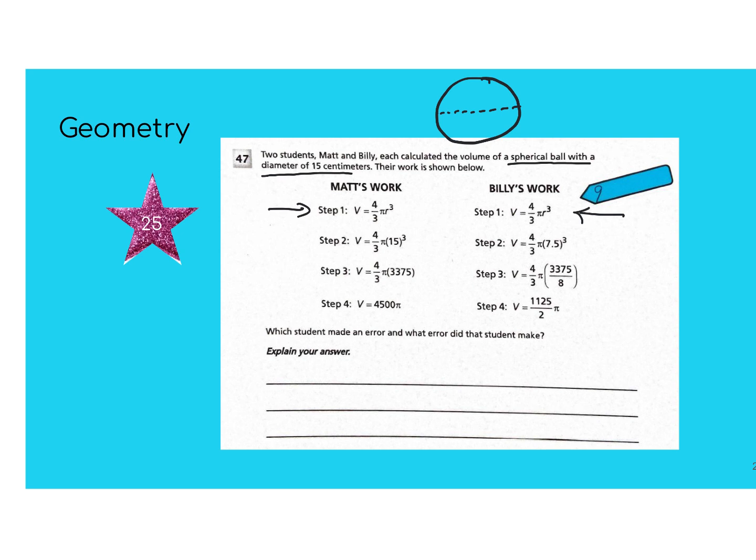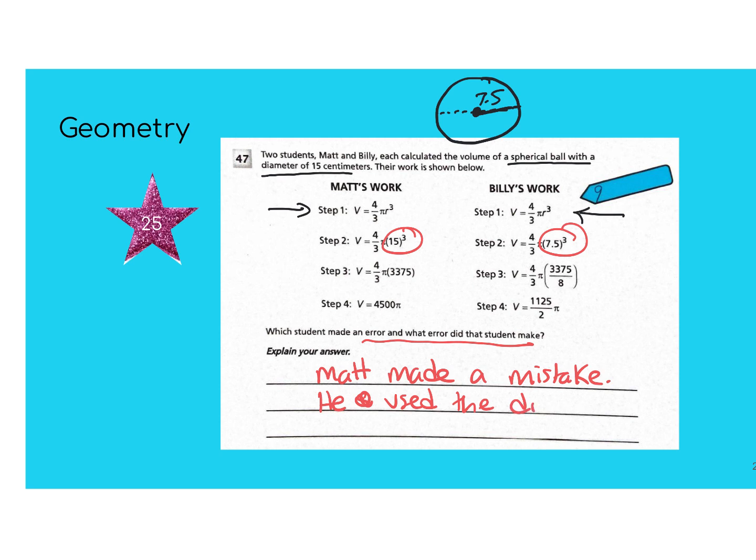That is 15. So the radius, what I would actually use in the problem, will be 7.5, or half of 15. So right away, I'm going to notice that Matt substituted in the diameter, whereas Billy substituted in the radius. It says, which student made an error and what error did they make? You do not have to look any further. You say Matt made a mistake. He used the diameter instead of the radius.